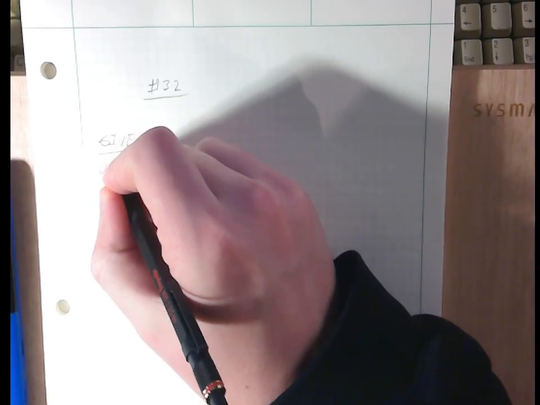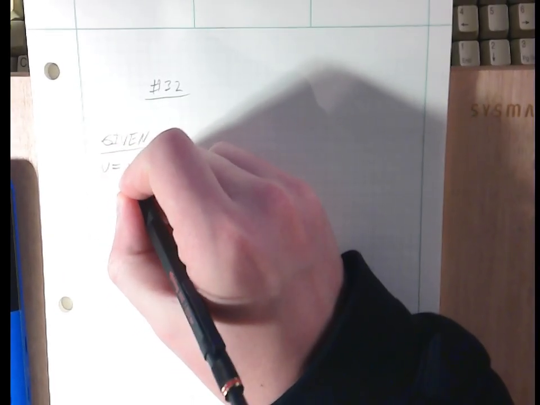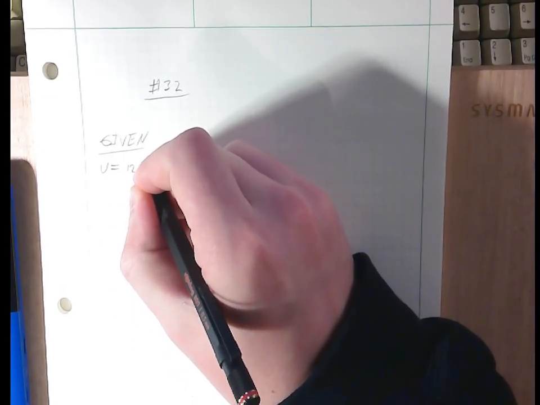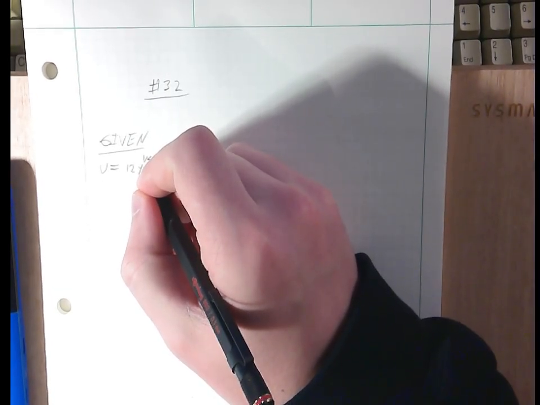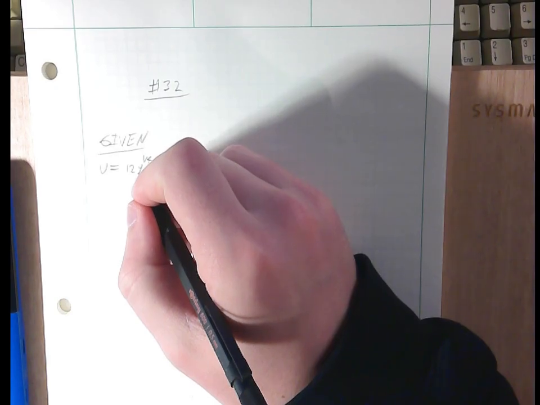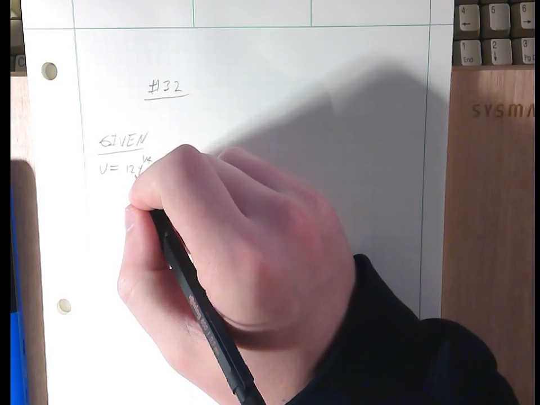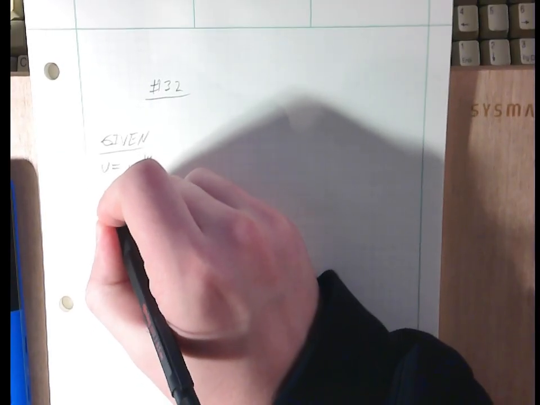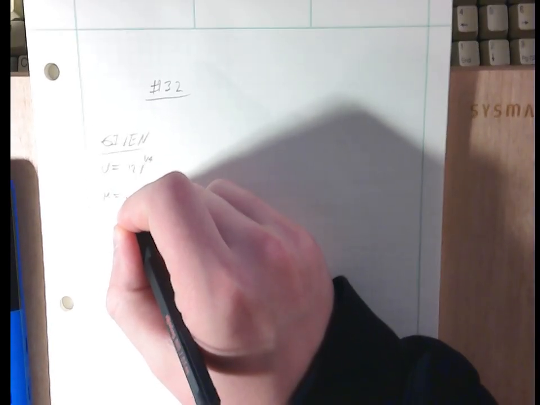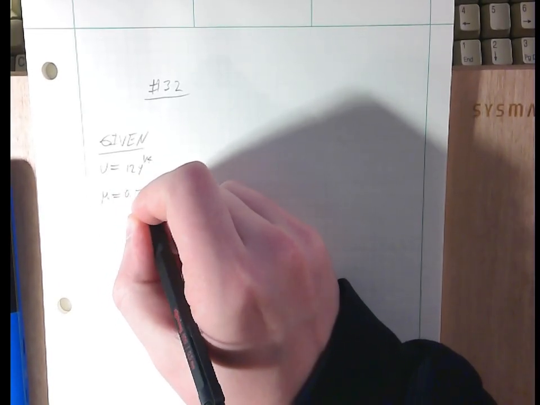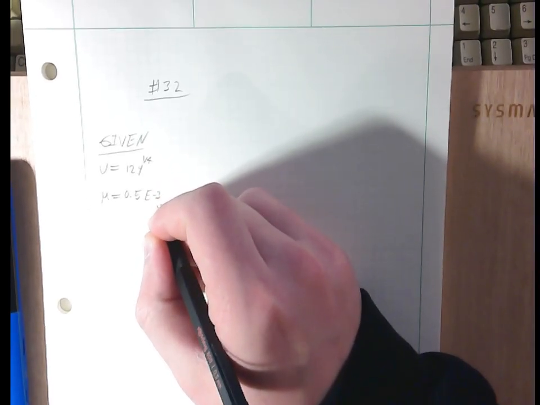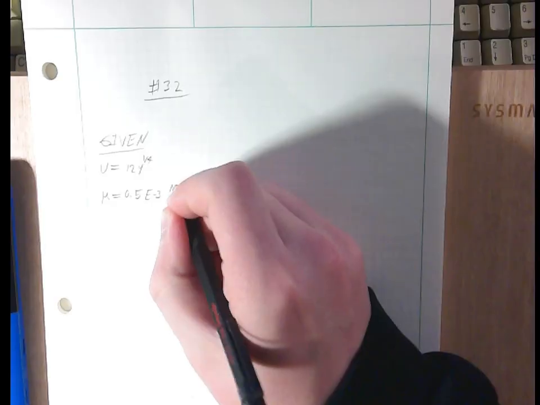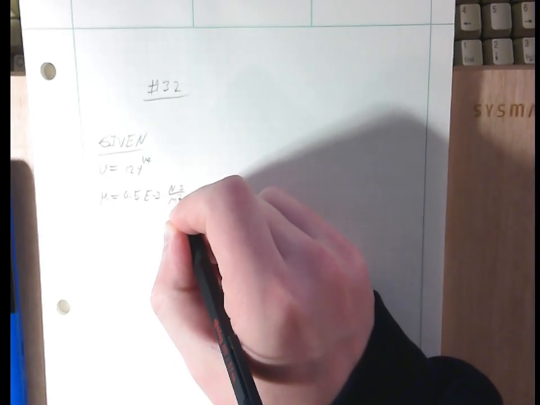The normal u is 12y to the fourth, 1 over 4, the quarter, and mu is 0.5 e negative 3 Newton second per meter squared.